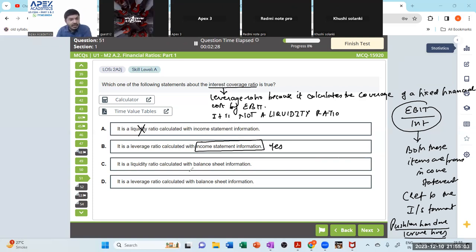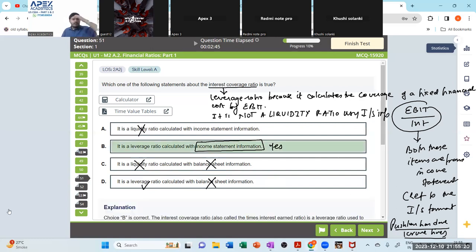It is not a liquidity ratio and it does not use balance sheet information. It is a leverage ratio which is using the income statement information. Agreed or disagreed, everybody? Agreed, sir. Okay, take a screenshot. Let's go to the next question.